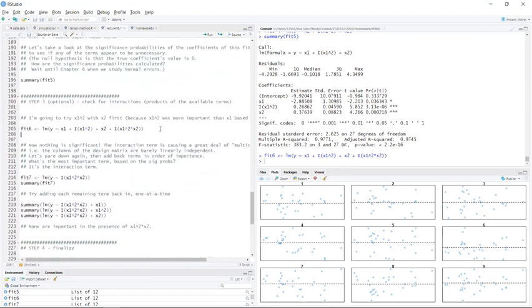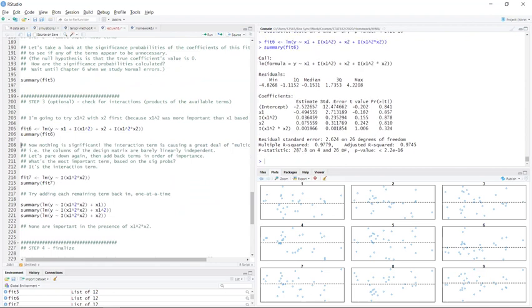Oh, you know what? I'm missing a line. Summary of fit 6. So I brought in x1 squared x2, and suddenly nothing is significant. That's pretty strange. Or it seems pretty strange.